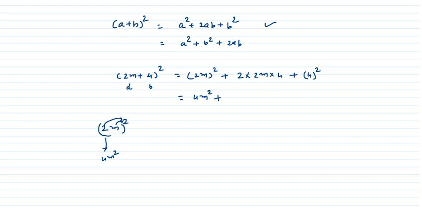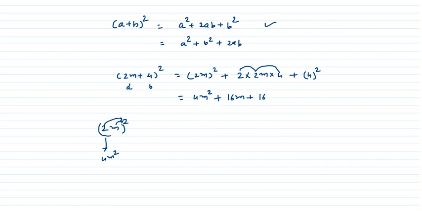Then see what is over here. 2 twos are 4, 4 fours are 16, which is 16m. Then 4 square is 16. That's it. There are only two steps in this question, but you have to be a little bit careful so you will not make any mistake. Here 2ab means 2 into first term into second term. So you have to write 2 first, then first term, then second term. This is the way you can solve the question. Very easy.